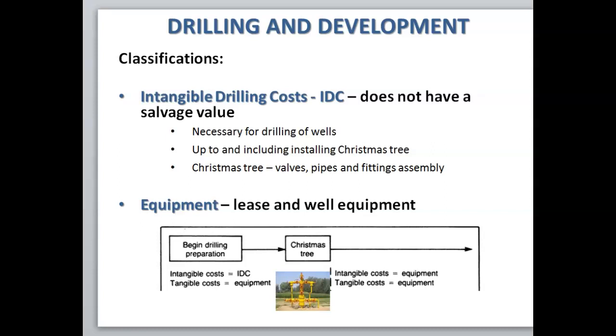IDC is going to be accounted for in a separate account versus the equipment. This is the lease and well equipment. These are tangible items, for example, well casings, pumps, and equipment. So again, you can see that after the Christmas tree, which is the valves, pipes, and fittings, we begin with intangible costs with no salvage value. And then after that, we have the tangible costs, which are the lease and equipment, and typically these do have a salvage value.